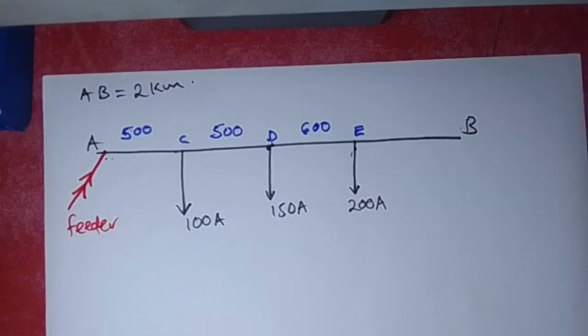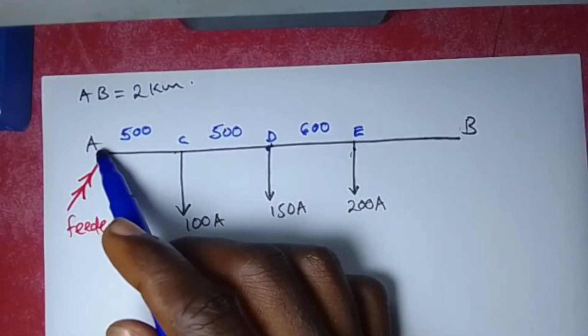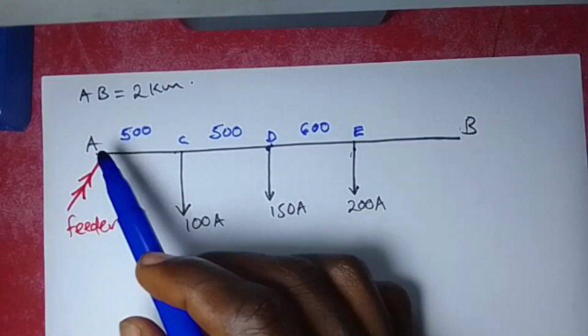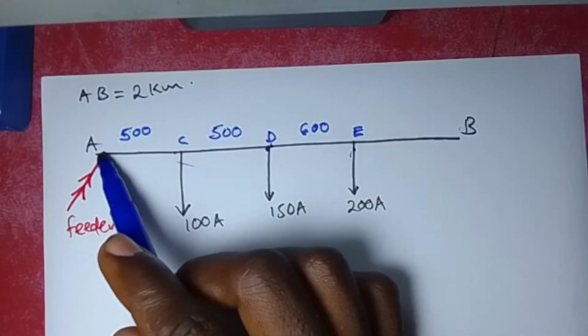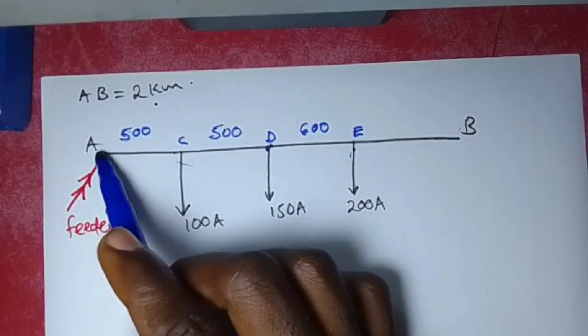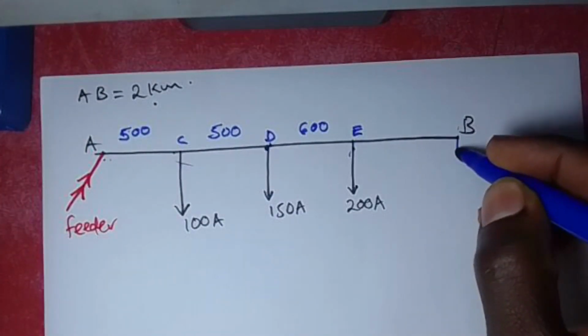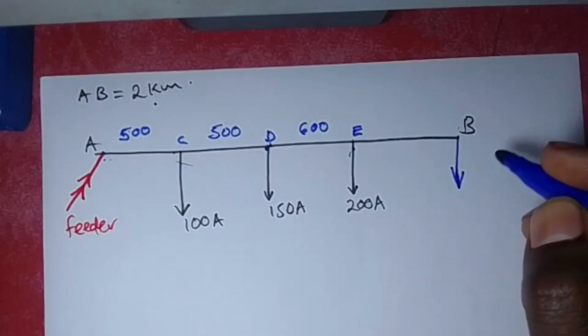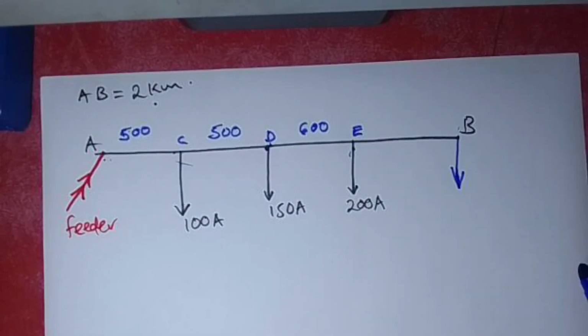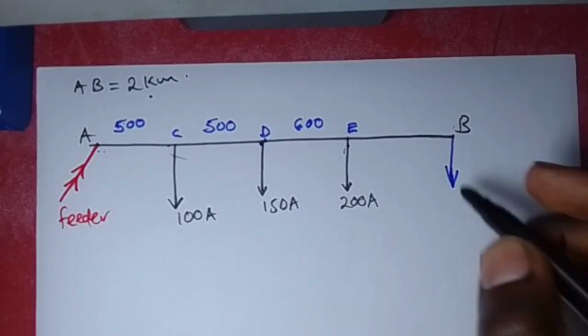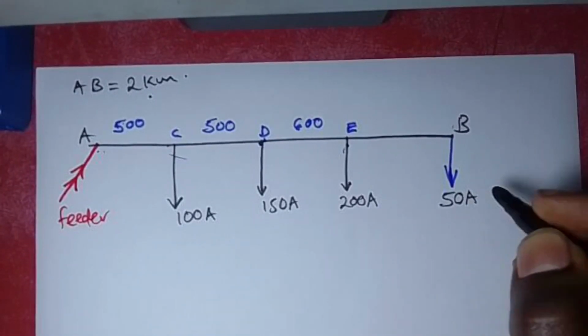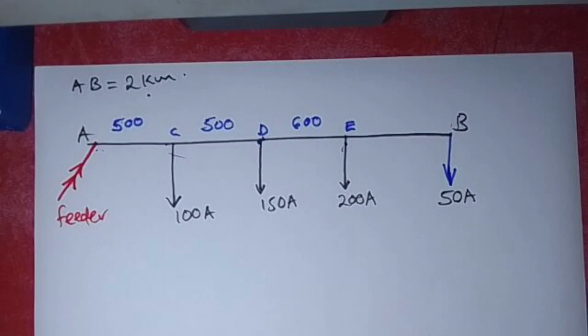Now for the last load, they said they put it at a distance of 2,000 meters from point A. 2,000 meters is similar to having 2 kilometers. So the last point is at the extreme end of the line, and it is a load of 50 amps.